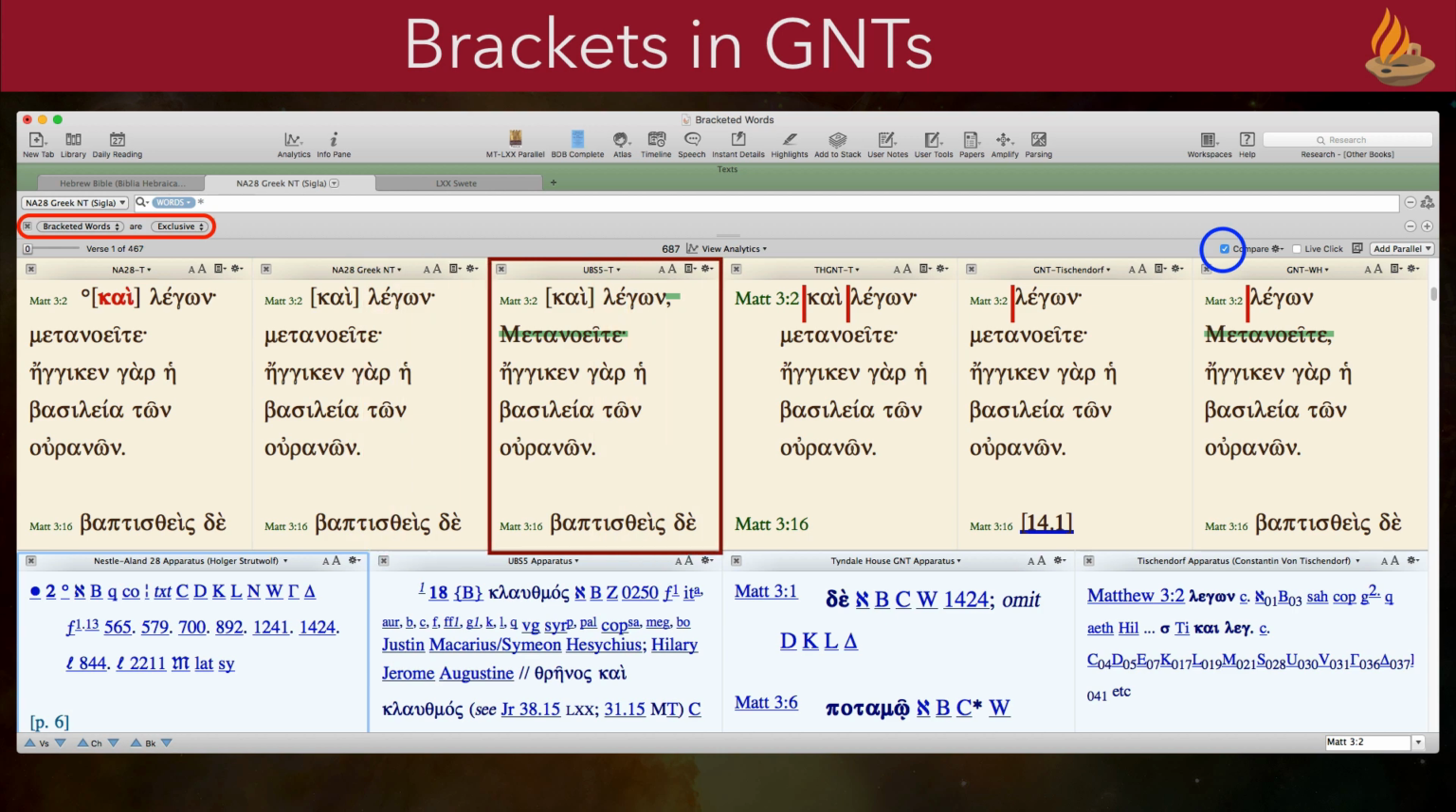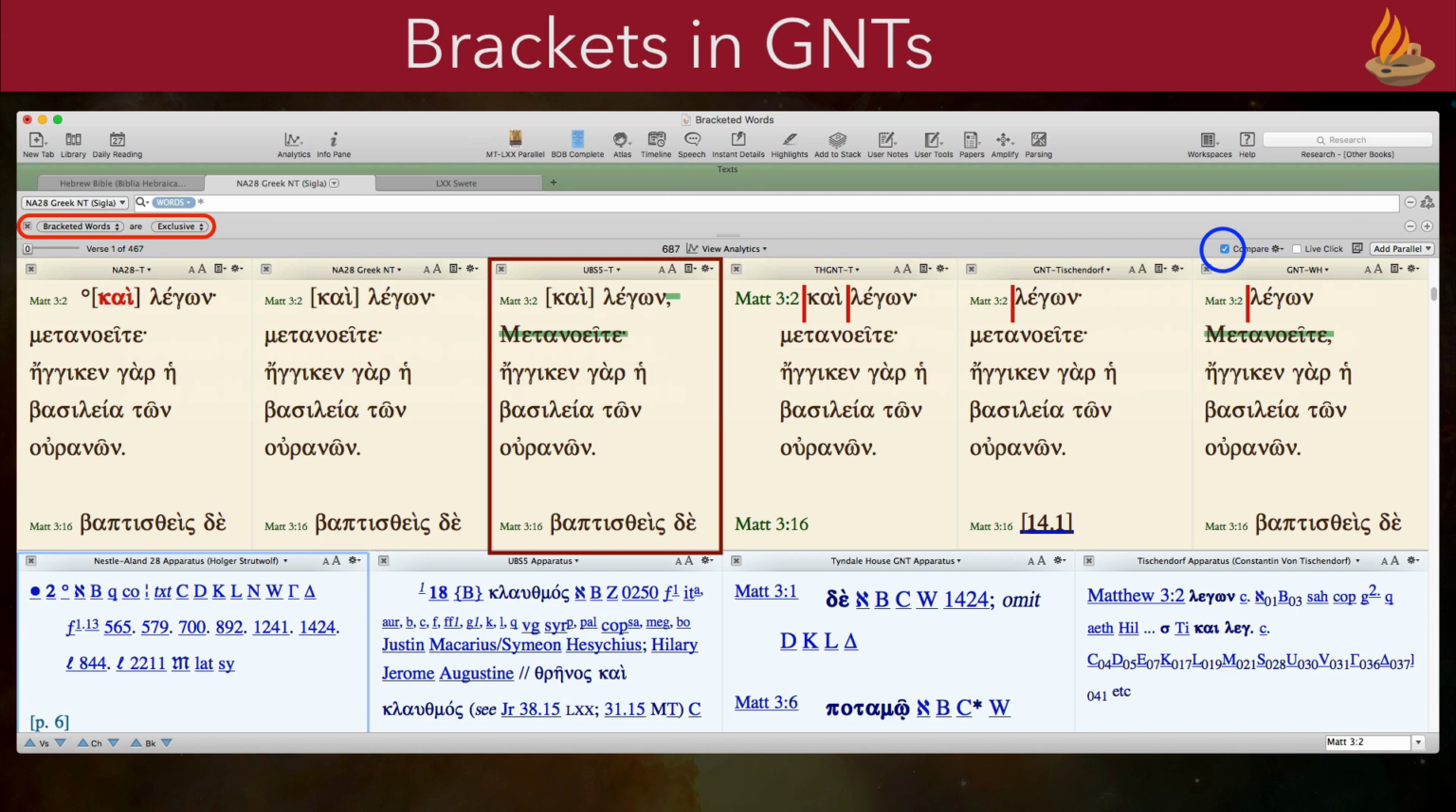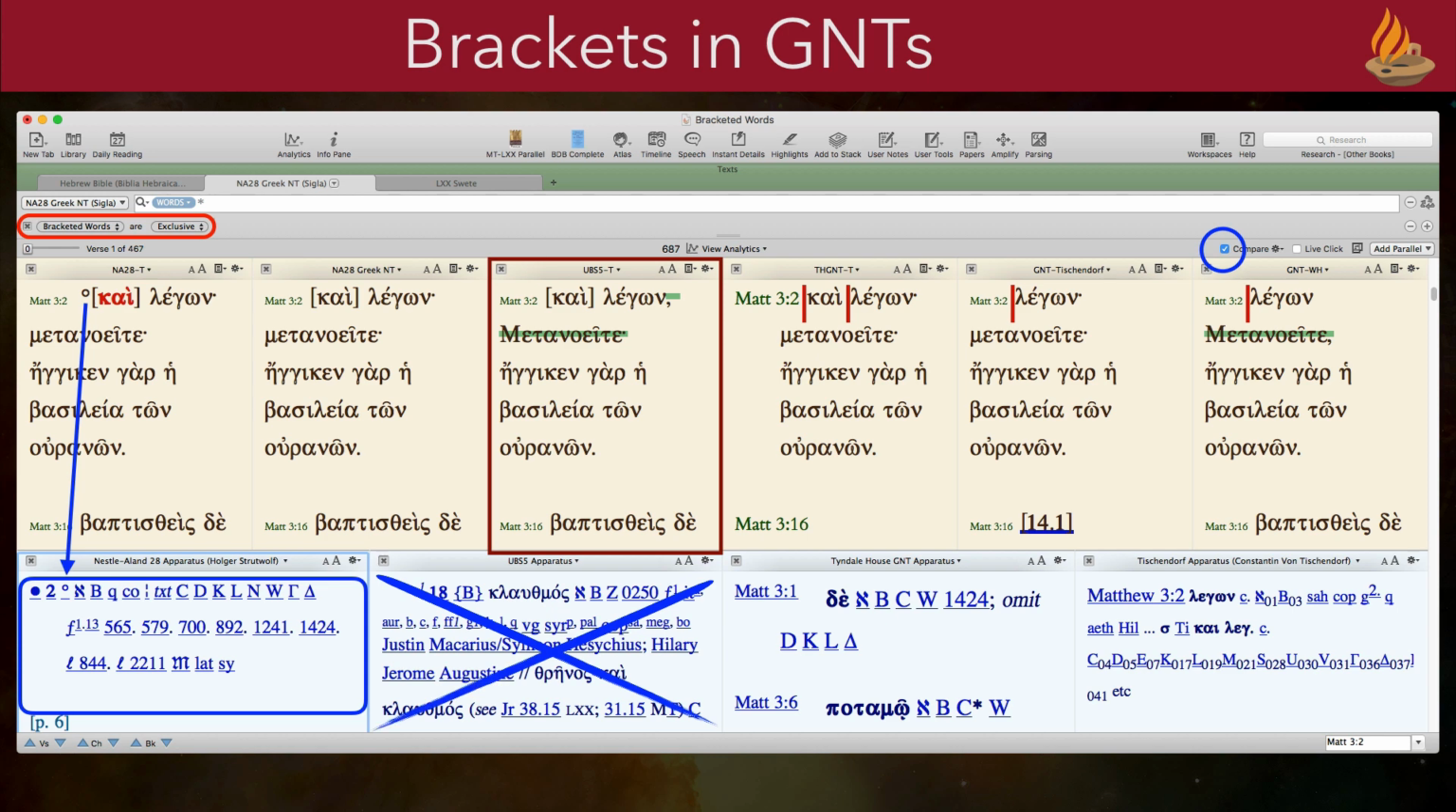As a reminder, here's an explanation of what these brackets mean. The editors are not completely certain the word should be part of the text. This is a different use of brackets than the one in the Hebrew Bibles. The NA28 with sigla notes that the word is a variant and provides manuscript evidence. However, the variant is not significant enough to appear in the UBS5's apparatus, though it does retain the brackets in the body of the text.